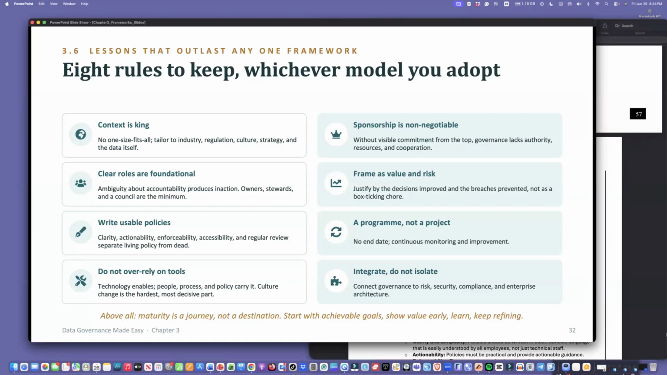Clarity, actionability, enforceability, accessibility, and regular review separate a living policy from a dead one. You are not developing the policy for it to be put on a website while you go and sleep. It has to be an action-oriented document with principles that people can use to review it, ask for a review, or ask for other guidelines that can address ambiguity in case something happens. AI has come and we don't know what to do. So how do you address that?